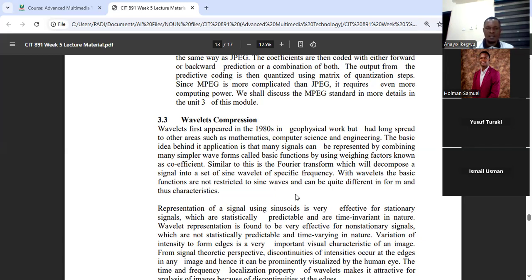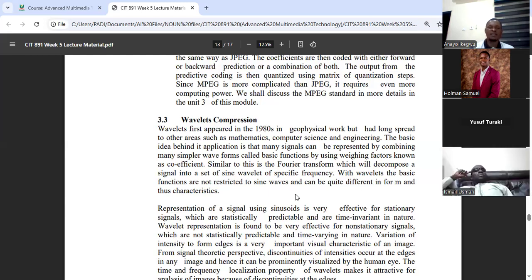As they embrace it, it becomes a very good concept, just like a Fourier transform, which will decompose a signal into a set of sine waves of a specific frequency. But with wavelets, the basic functions are not restricted to sine waves and can be quite different in form and in character.